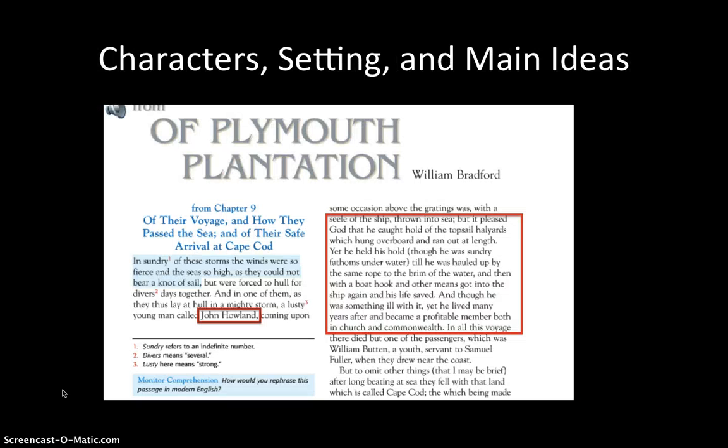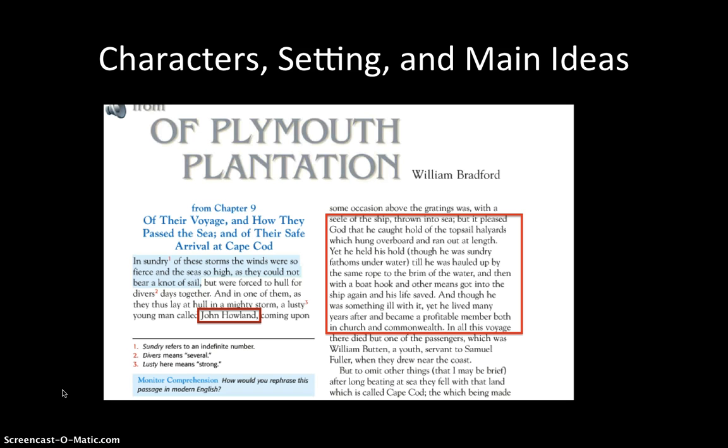Okay, another option you have is characters, setting, and main ideas. I'm going to be giving you reading quizzes on almost every piece of text that we read. I am going to expect that you know characters' names and how they interacted in the story. I'm going to expect you to know setting, places, times, and main ideas of what you read. This is a good way to write those down and have them as a quick reference to study before you take that quiz. In this case, on our sample text here, we have John Howland.